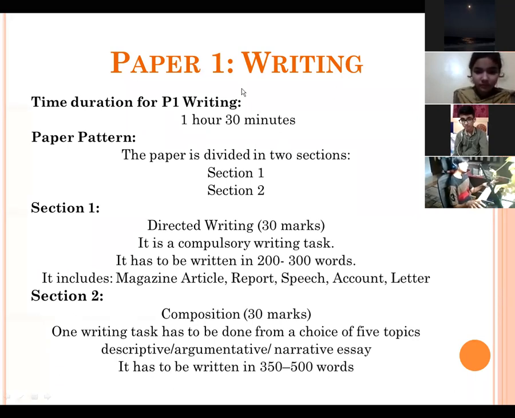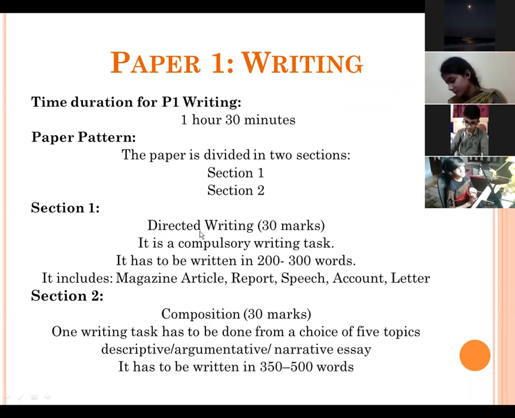So if I move towards paper 1 writing, the time duration which is required to complete this paper is 1 hour and 30 minutes. So you have to complete your writing paper in 1 hour and 30 minutes. Your paper is divided into two sections, section 1 and section 2. In section 1, the first question is about directed writing. This directed writing question is a compulsory writing task which you have to do.